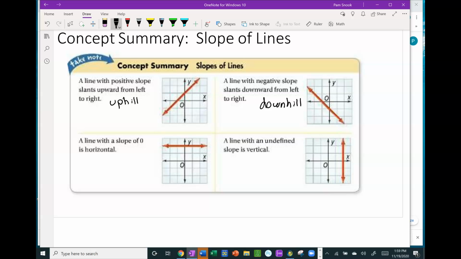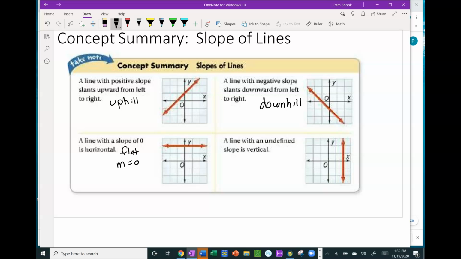Now check this out. If you imagine a slope as actually a hill, maybe one out in your yard or on your street, and you're walking uphill, the steeper that hill gets, the bigger your slope is. What happens if it's flat? Well, if it's flat, it's horizontal. And it's not steep at all. So then your slope is 0. So that's an easy way to remember that. Think of slope as how steep the line is. And then if it is so steep that it's undefined, that's going vertical.